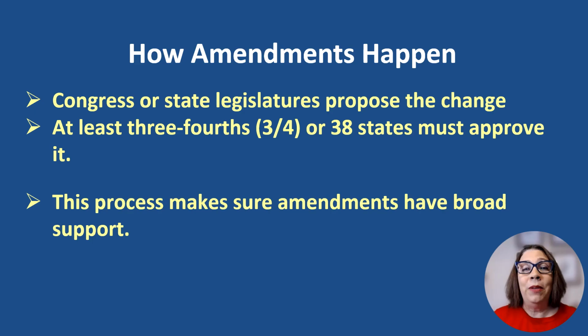So how amendments happen? We're not going to get too much into this, and this is really basic, but Congress or state legislatures come up with an idea for a change, and they propose a change. At least 3/4 or 38 states have to approve the amendment, and this process makes sure that amendments have broad support of the citizens and of the people of the United States. It's not very easy to pass an amendment, which is why there are only 27 over the course of 200 something years of the U.S. Constitution.